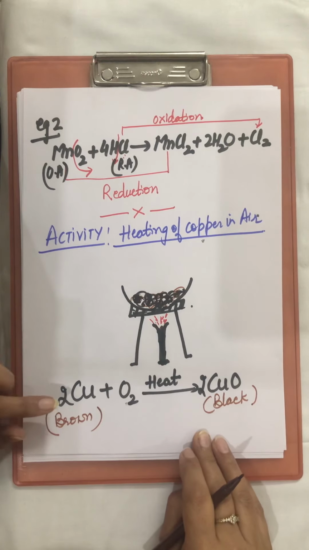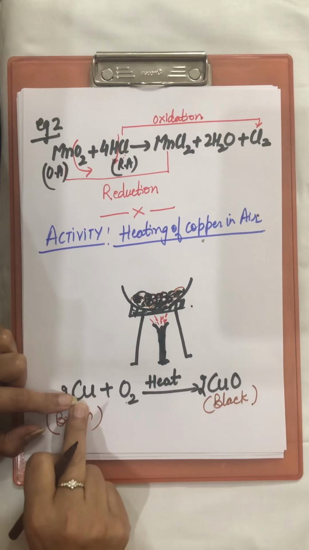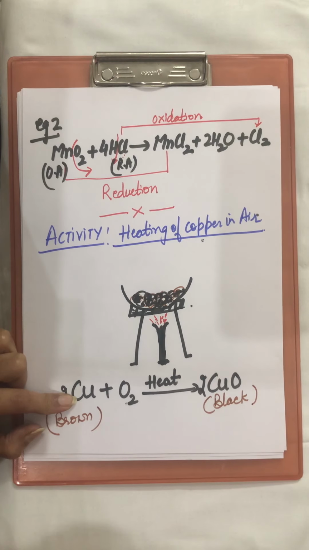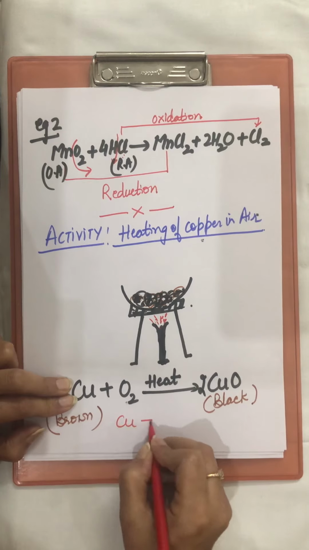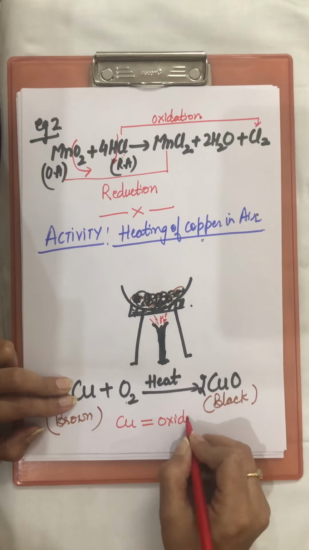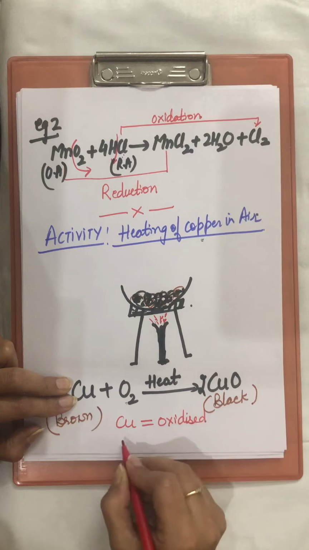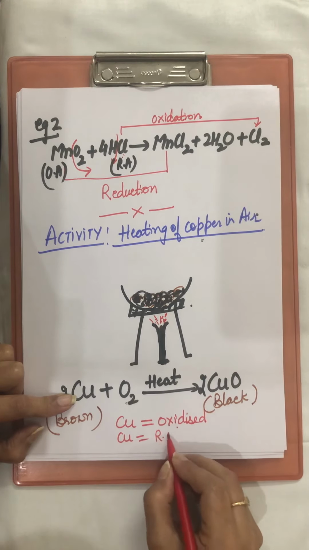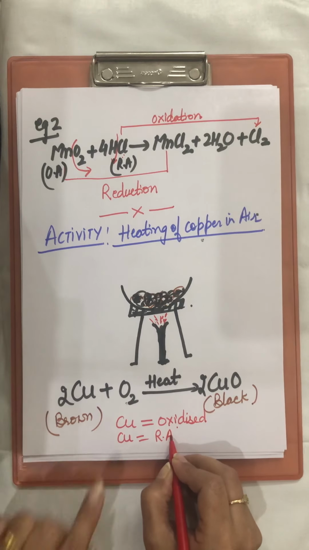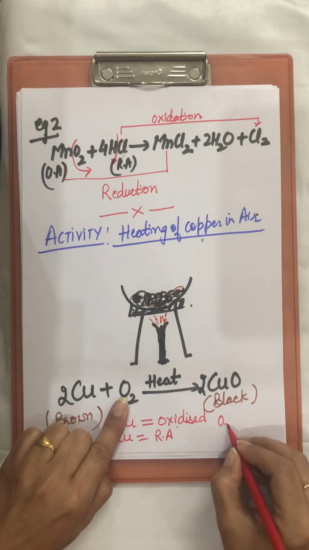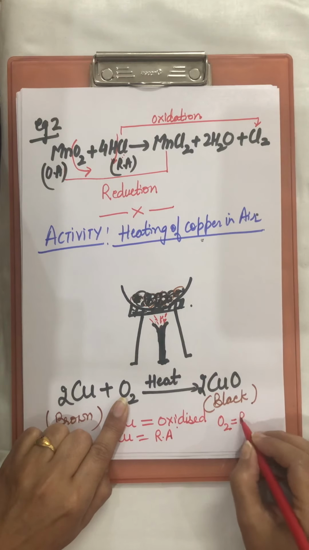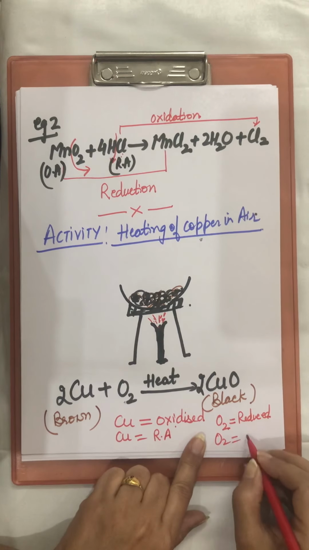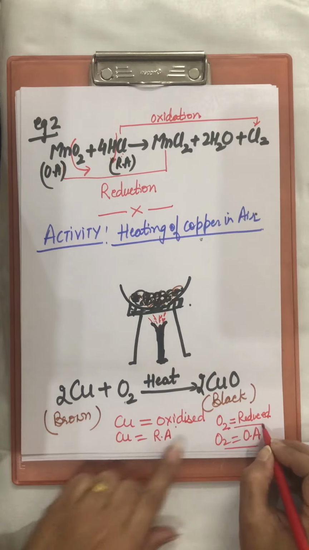Now in this reaction, oxygen is added to copper and it has changed to copper oxide. That means in this reaction, copper is oxidized. It has undergone an oxidation reaction, and the substance that shows oxidation will itself be a reducing agent. Now oxygen here is reduced, so therefore oxygen is an oxidizing agent.